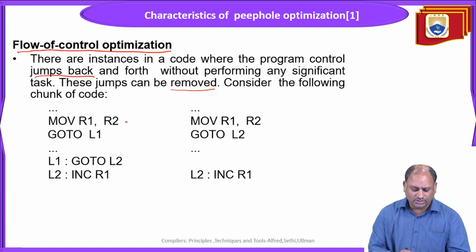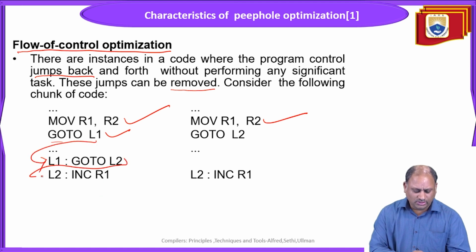For example, this line of code: move R1, R2. Here we say go to L1. L1 means this line of code, and once again, in this piece of code, load L2, go to L2, and increment R1. So this is to be worked out. Instead of going to L1 and then L2, we jump to L1 here, and again jump to L2. So two jumps are there.